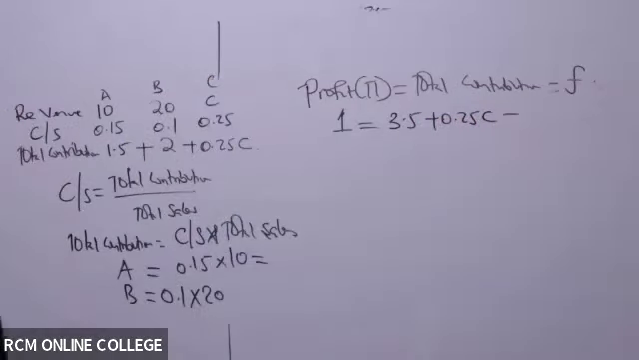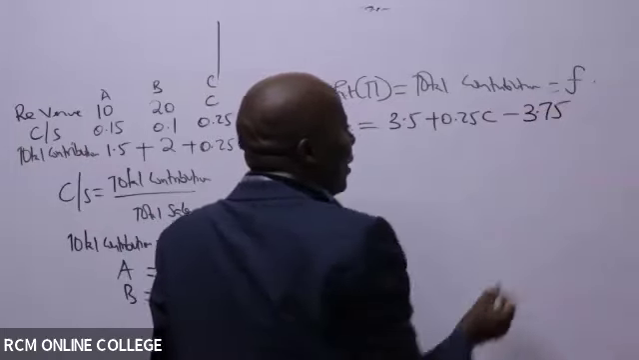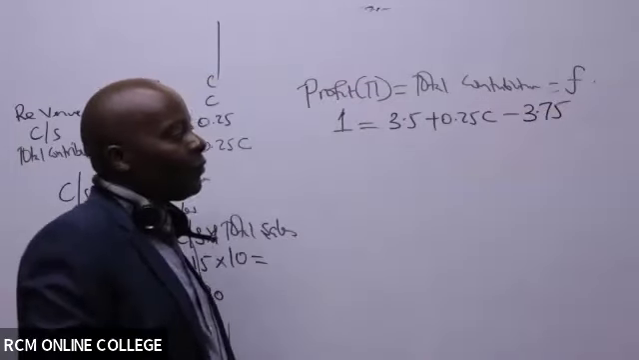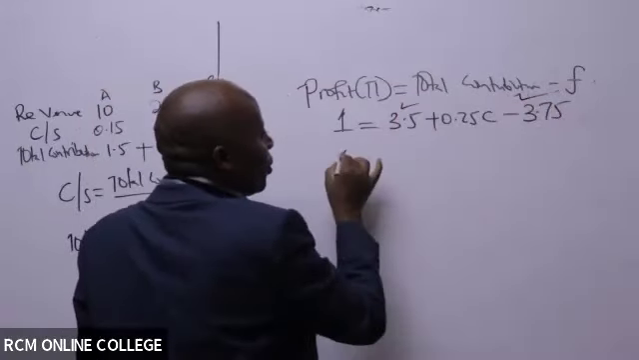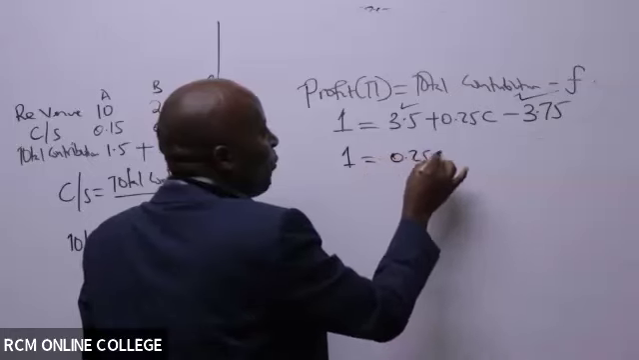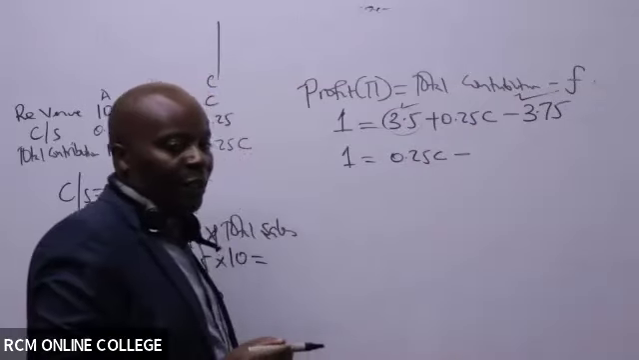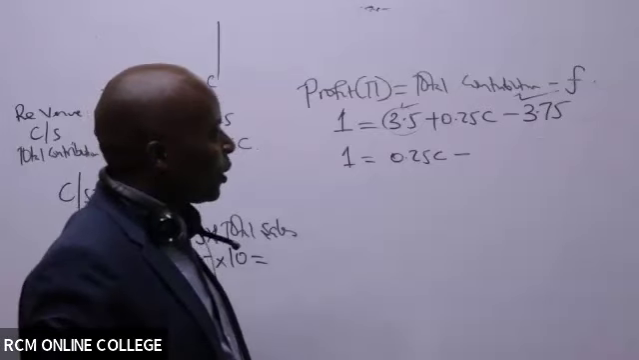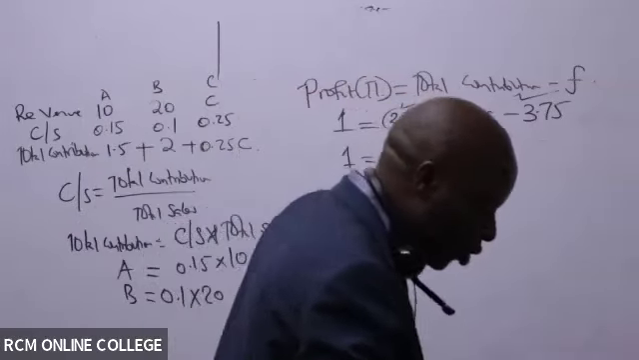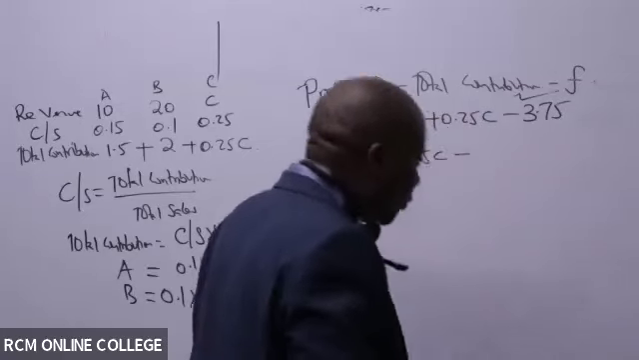Is there somebody who is able to see the fixed cost here? Yvonne tells me 3.75. So please consolidate, put like terms together. So this will be 1 equals 0.25C minus, who can take this, 3.5 minus 3.75. They're telling me fixed cost is supposed to be fixed cost. It's given there in note number 2.